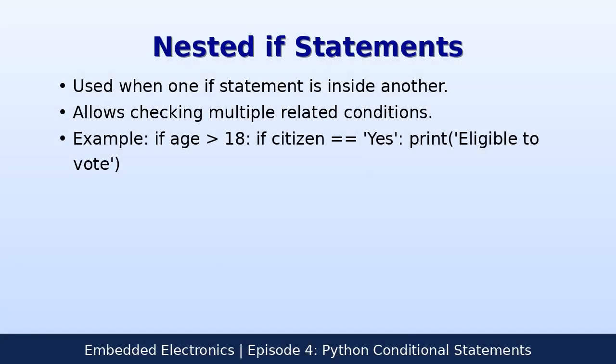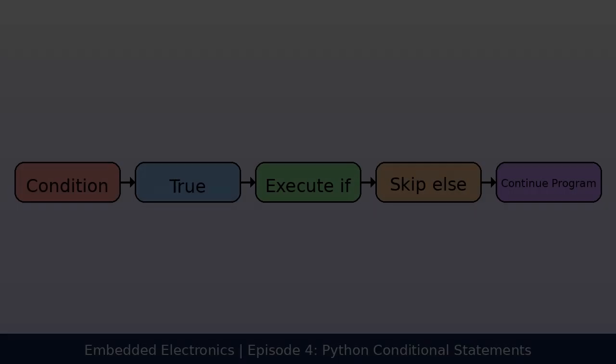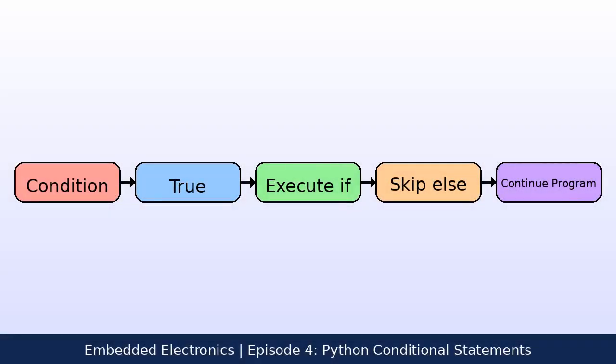Nested if statements are used when one condition depends on another. It allows checking multiple related conditions inside each other. This diagram shows how Python checks conditions and executes the correct block of code.